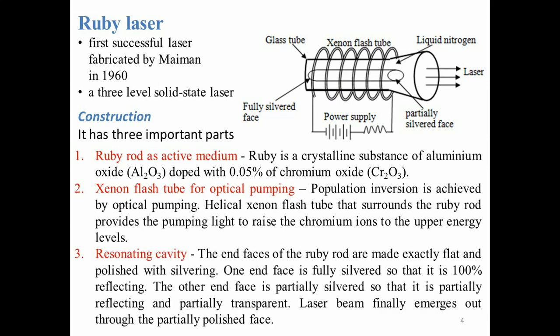Third part, resonating cavity. The end faces of the ruby rod, that is this face and this face, are polished with silvering. One end face is fully silvered. This is the fully silvered face, and the other end face is partially silvered, so that it is partially reflecting and partially transmitting. The photons produced during stimulated emission shuttle between these two faces a large number of times, and finally the powerful light emerges out through the partially silvered face. This is the construction of ruby laser.